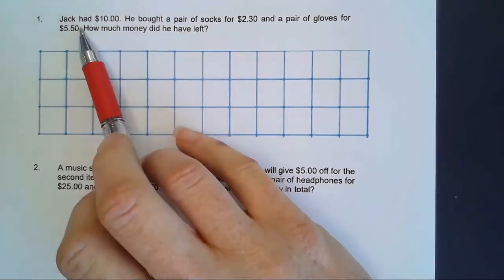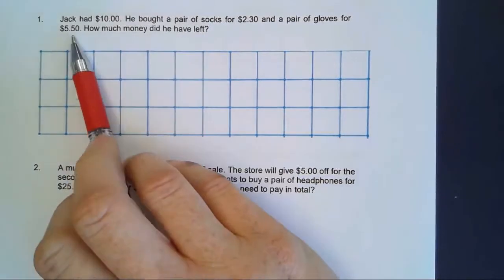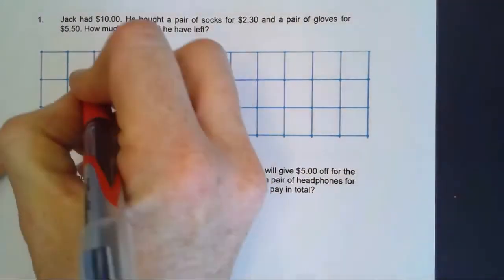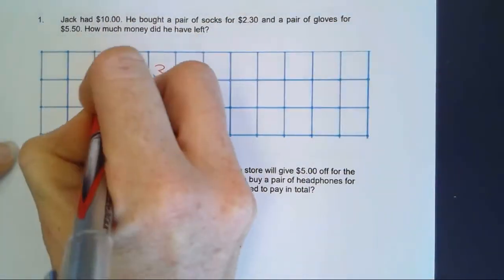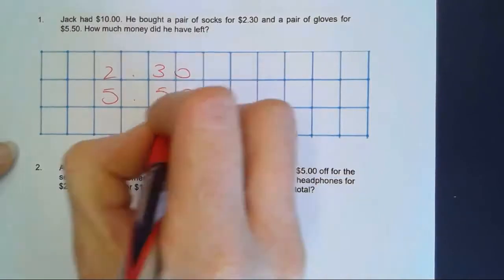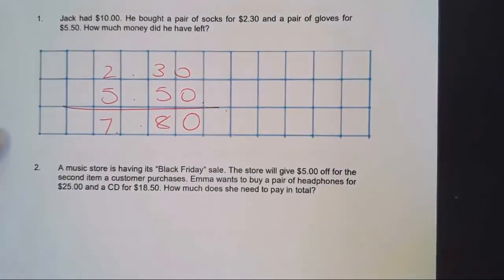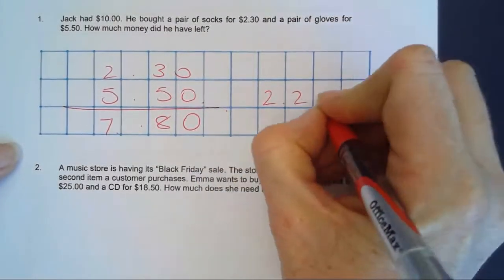Jack had $10, he bought a pair of socks for $2.30 and a pair of gloves for $5.50. How much money did he have left? So pretty simple question. You're going to add up the 2 amounts, $2.30 and $5.50. And then you're going to subtract that from the 10. So you're going to have $2.20 left.